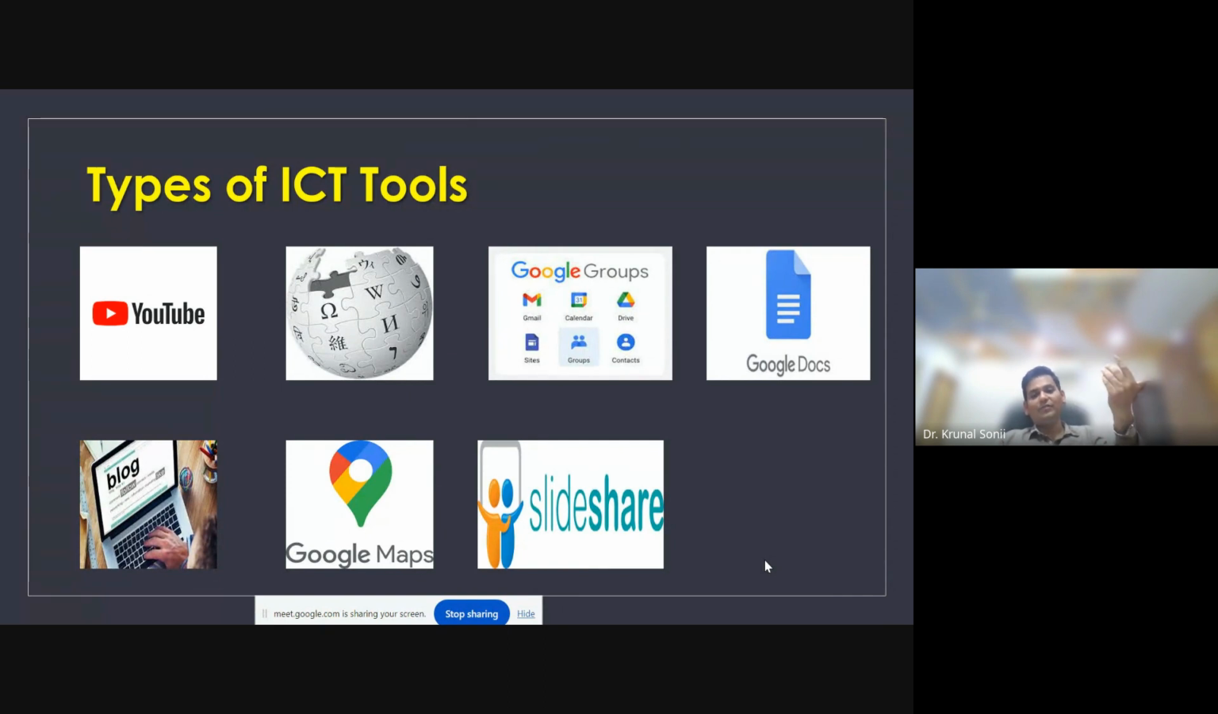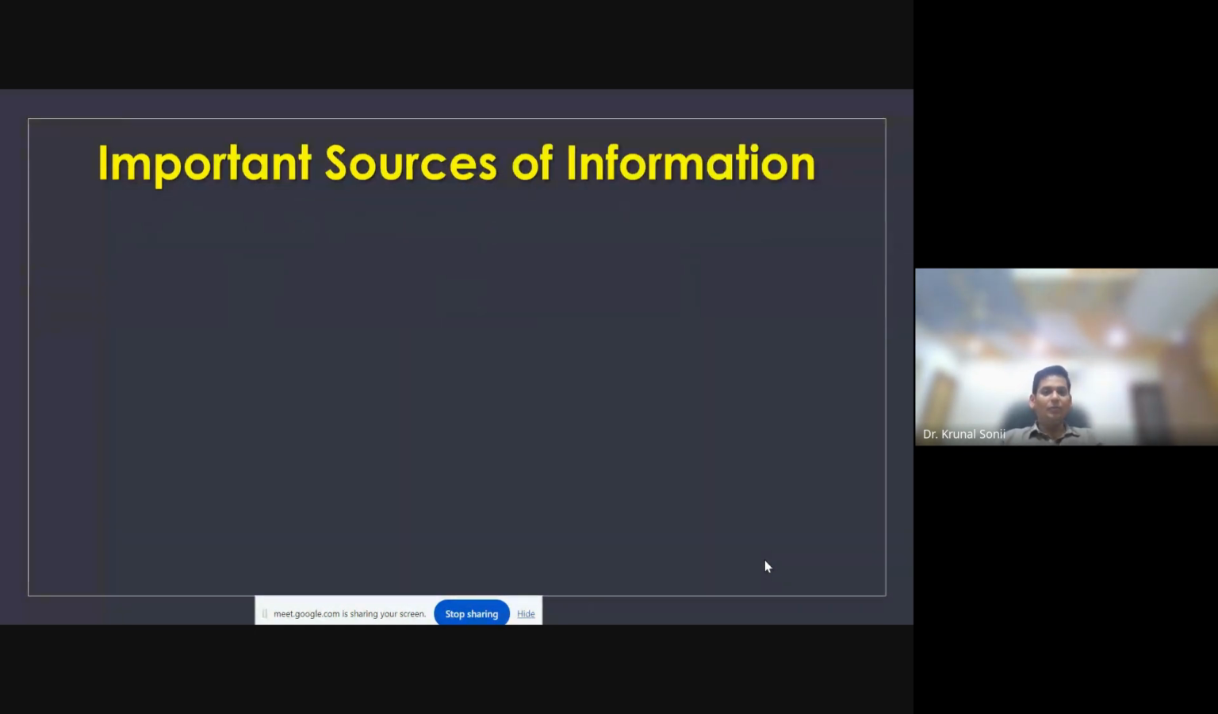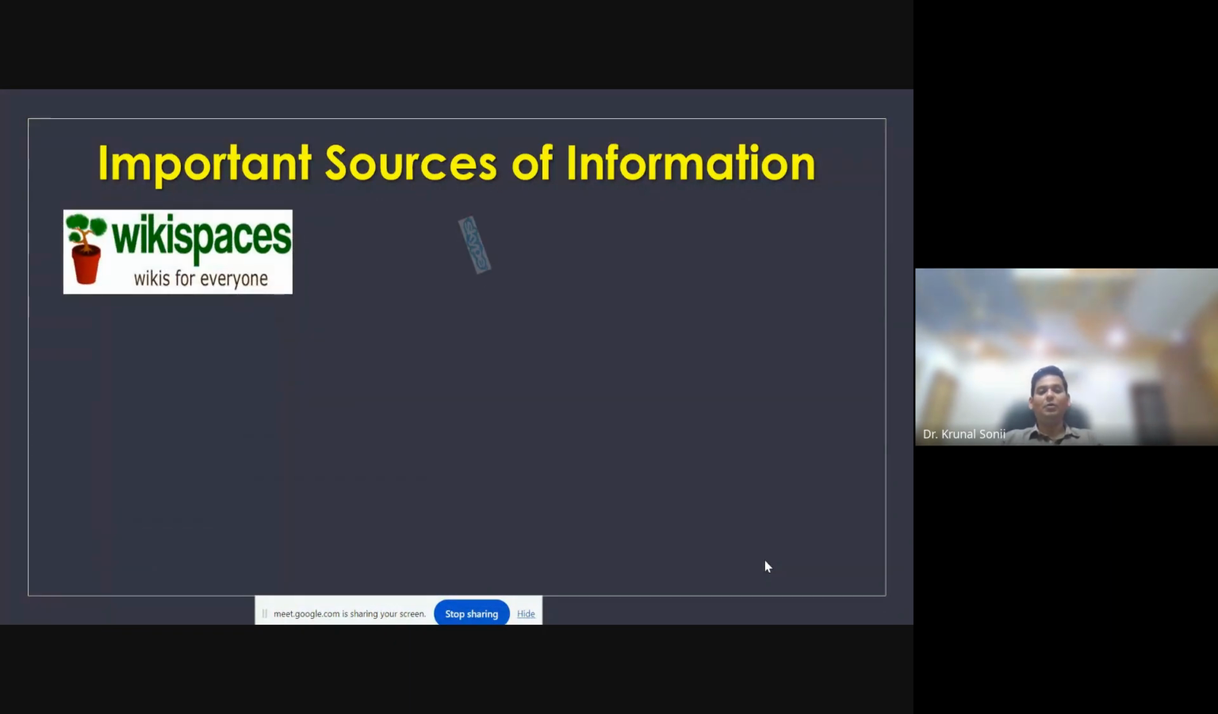So if you want to refer to any other resource person's presentation, SlideShare again is a good option for all of us to get the information to the point which we require as per the content delivery. So, important sources of information: Wikispaces is one of the options.